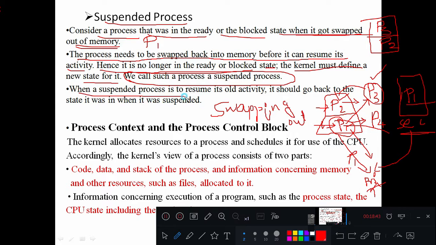When a suspended process is to resume its old activity, it should go back into the state it was in when it was suspended. Let us say before swapping out it was in the ready state; then it has to be brought back into the ready state once that process starts its execution again.